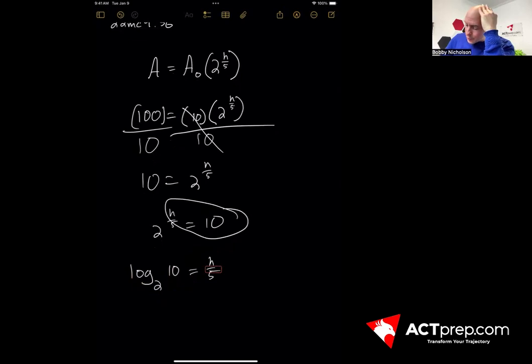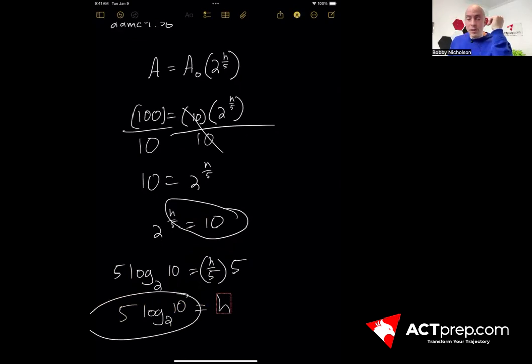And so we want to get H by itself. To get H by itself, we're just going to multiply H over 5 by 5, and therefore we can just multiply that logarithm by 5. When you multiply a logarithm by 5, it just becomes the coefficient, the number out front, and then you're just left with H. So we know that 5 times log base 2 of 10 is going to be equal to H, which is answer J.